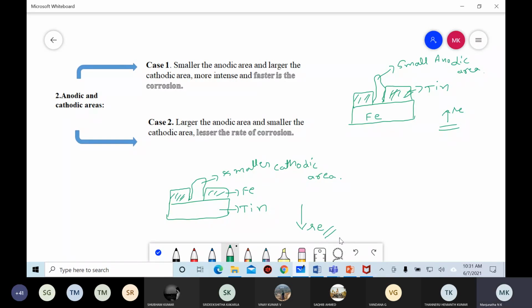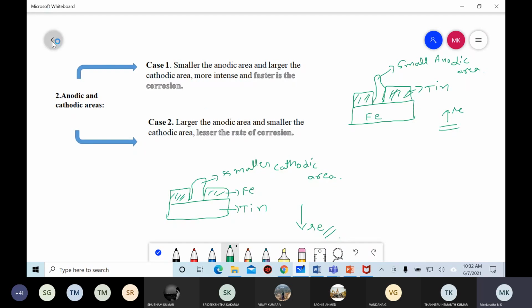It's clear. Second, another one. Next, another primary factor which affects the rate of corrosion, that is area of anode and cathode. Yes, this is about the first primary factor that affects the rate of corrosion. One is nature of metal, another one is nature of corrosion product, another one is area of anodic and cathodic, meaning anodic and cathodic areas.